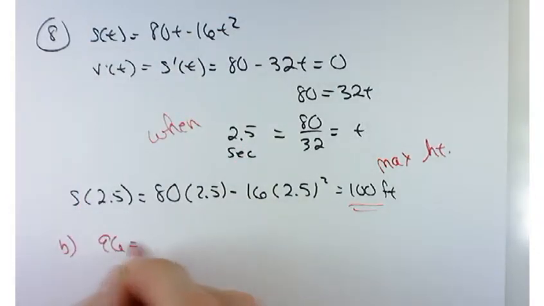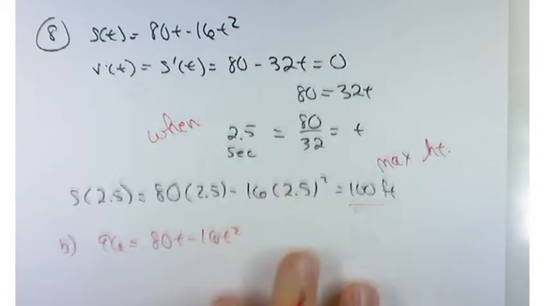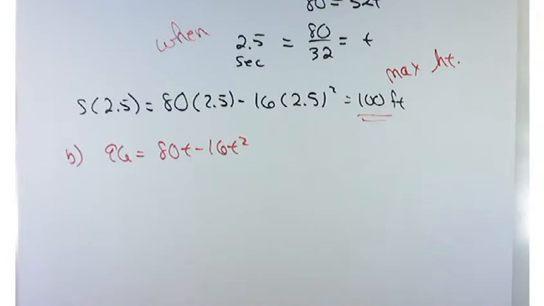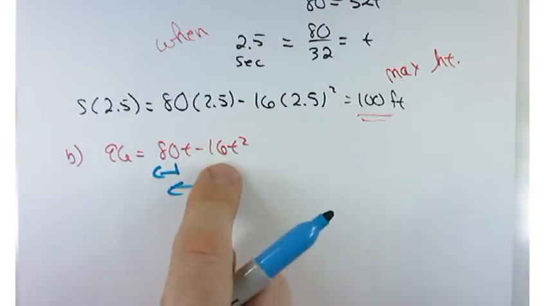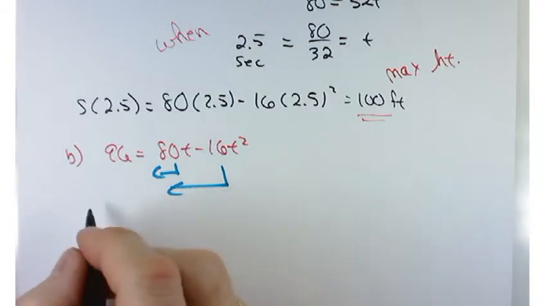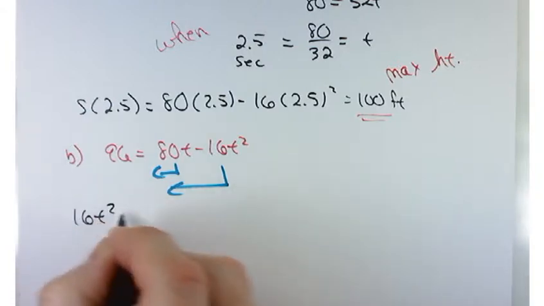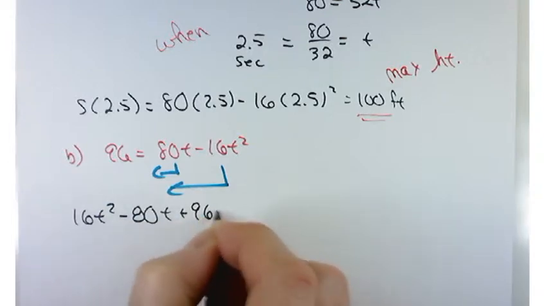So 96 equals 80t minus 16t squared. Personally, I would move everything to the left-hand side because that's going to make that negative 16t squared positive. And getting rid of those negatives is going to make your life a little bit easier than moving everything to the right-hand side. So 16t squared minus 80t plus 96 equals 0.